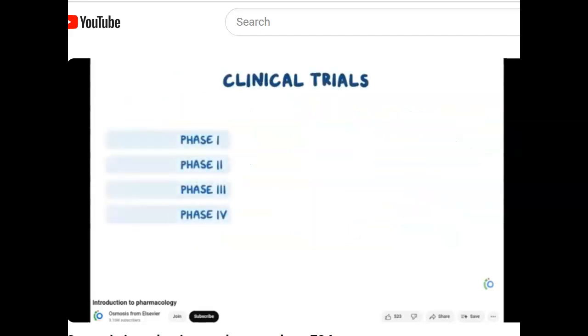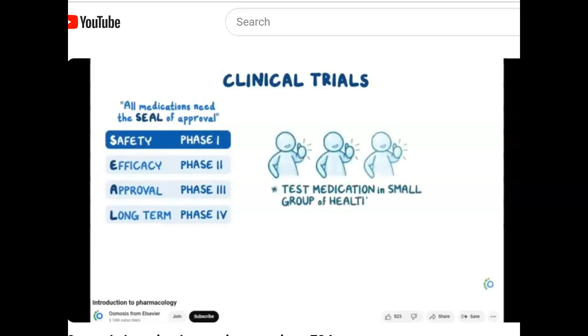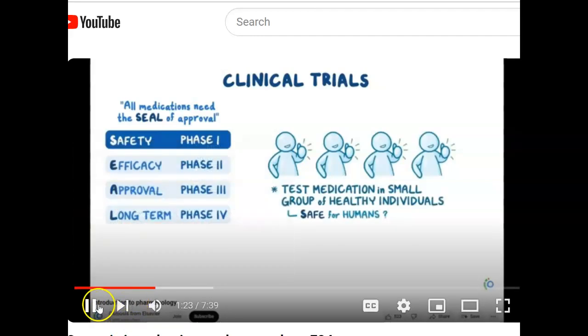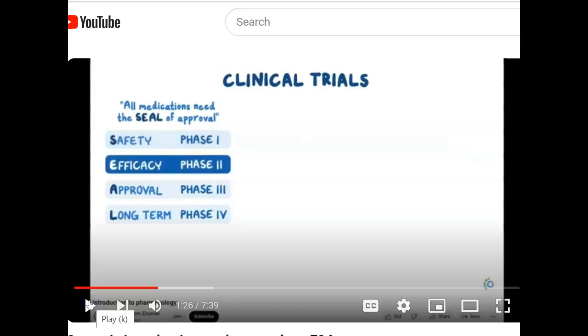For a new medication, clinical trials are done in 4 phases, which can be remembered with the mnemonic, all medications need the seal of approval, which stands for safety, efficacy, approval, and long-term. Phase 1 trials test the medication in a small group of healthy individuals to see if it's safe for humans. Phase 2 trials. I'm pausing that here.